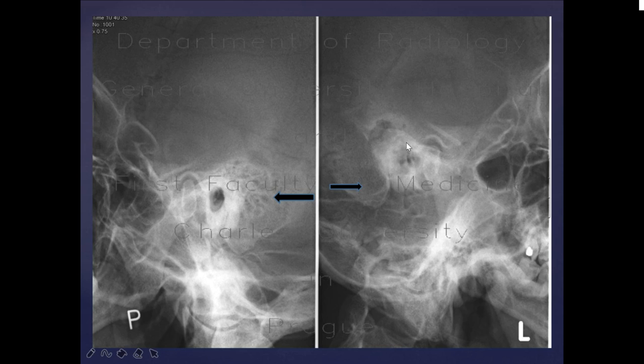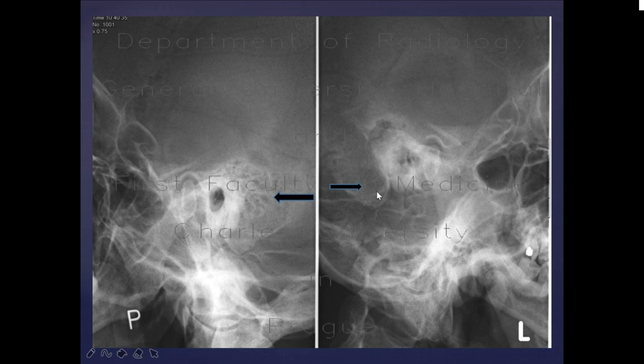Okay. So this is the external auditory canal. This is the sclerosed mastoid antrum. Sclerosed mastoid antrum we'll see in case of any mastoiditis. So if there is a chronic infection and inflammation within the mastoid air cell system and the mastoid antrum, then you will see the sclerosis or haziness of this pneumatized mastoid antrum.